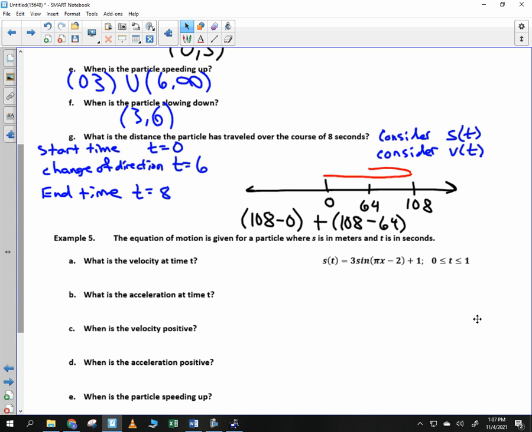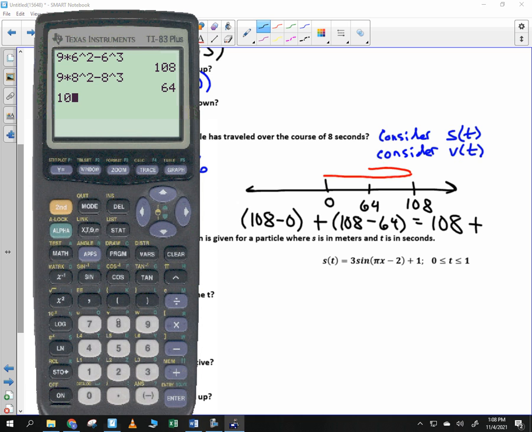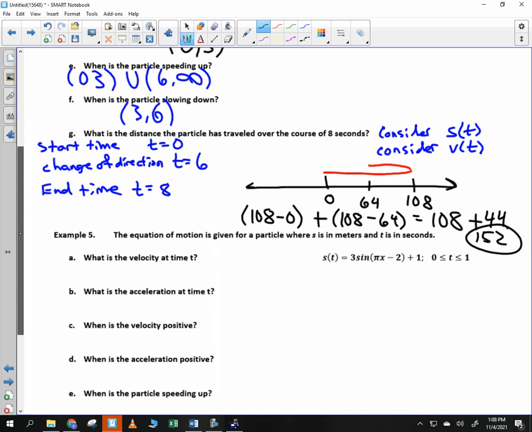Anybody confident in an answer? Like you're like, you know what? I feel like we're right on. What do you got? 172. I heard a 172. Let's figure out if we're right or wrong. What's the distance from 0 to 108? 108. Everybody agree with that? And then what's the distance from 108 to 64? Well, in order to figure that out, I would have to do 108 minus 64. So I'll add on to that 44. Yes.